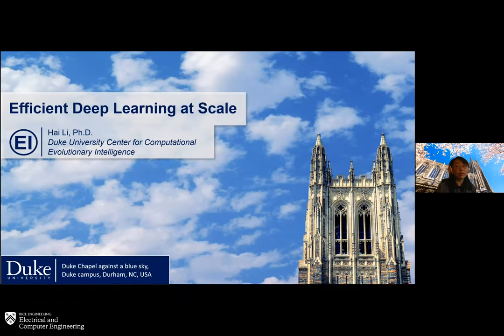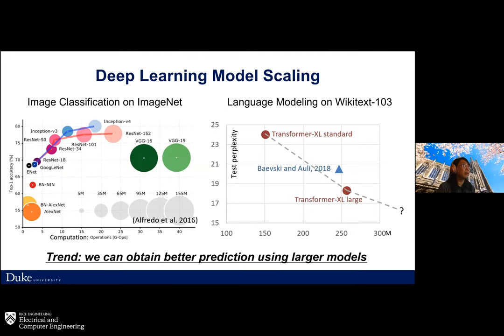Nowadays, when people talk about deep learning, it has become quite a popular word, so I guess I don't have to advertise it further. But one important thing that we are doing right now is scaling up deep learning models. This page demonstrates why scaling up the models is important.